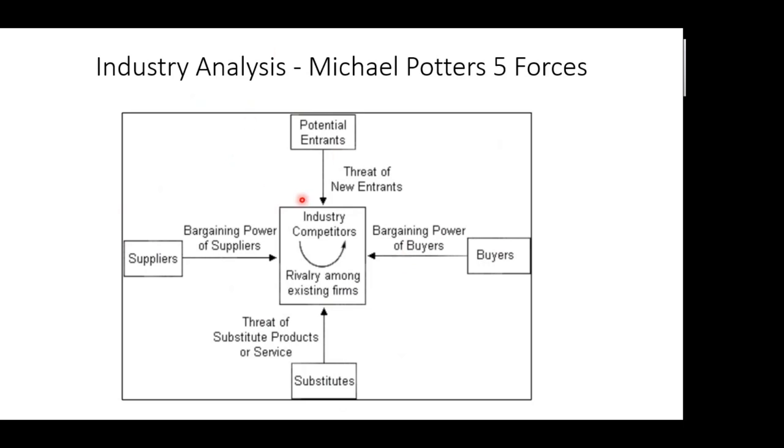So likewise, you can analyze your industry threats and industry forces using Michael Porter's 5 forces model, other than just saying that one is a competitor, this one is a competitor, that company is a competitor. You can use this model and very carefully analyze the industry forces. And that will attract more attention, right? And more marks in your business proposal.